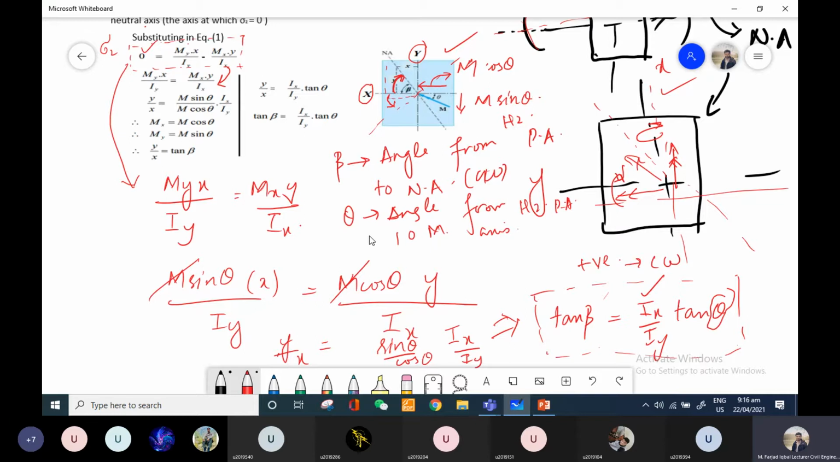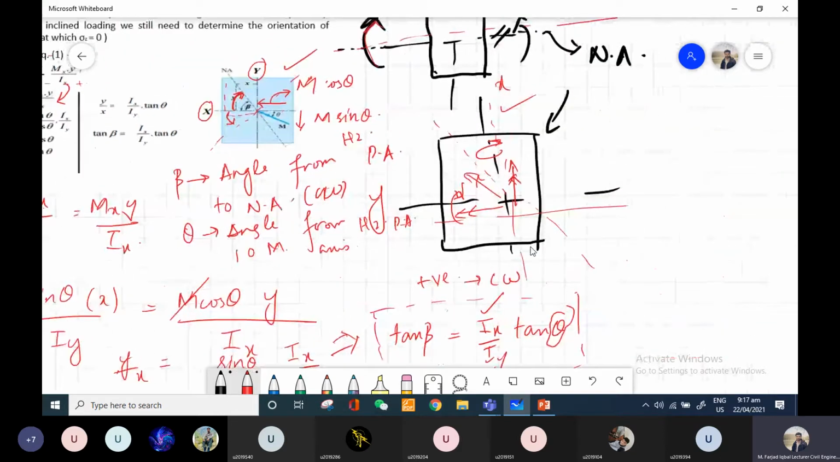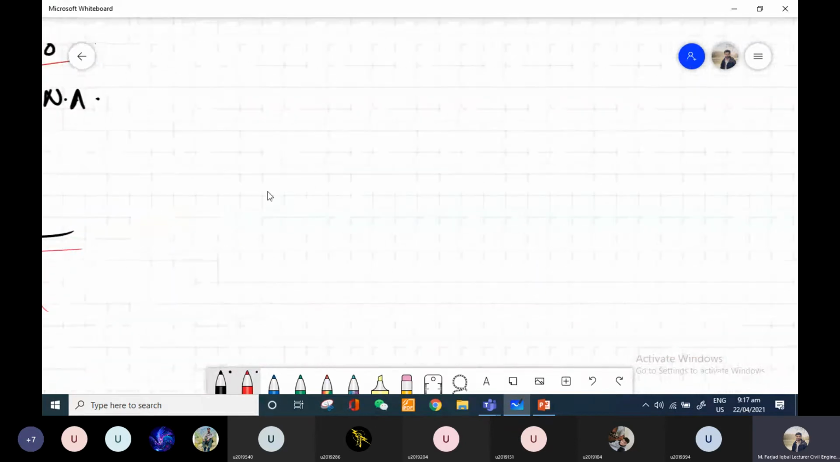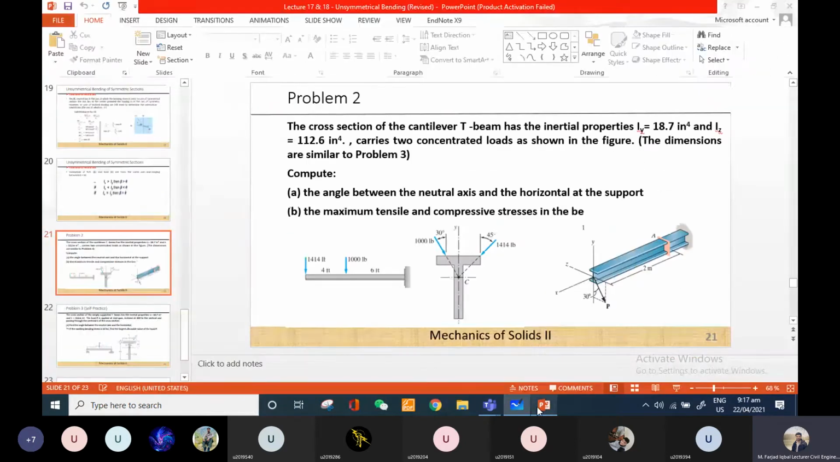So any confusion about this one? So this is it about most of the theoretical concepts related to unsymmetrical bending of symmetrical sections. Now let's move on to some example problems.